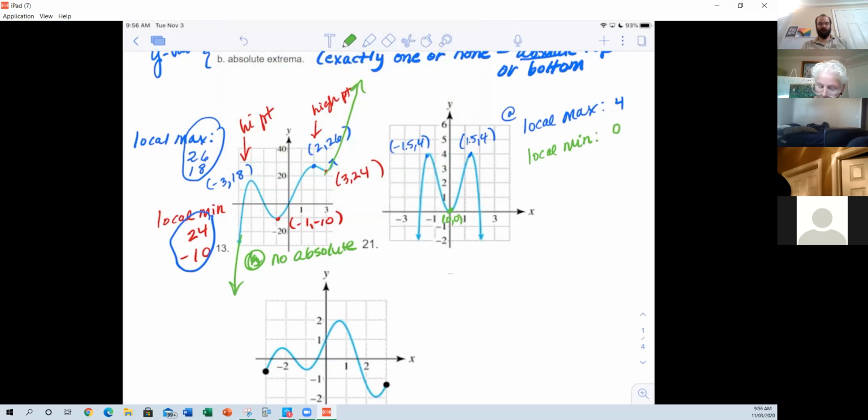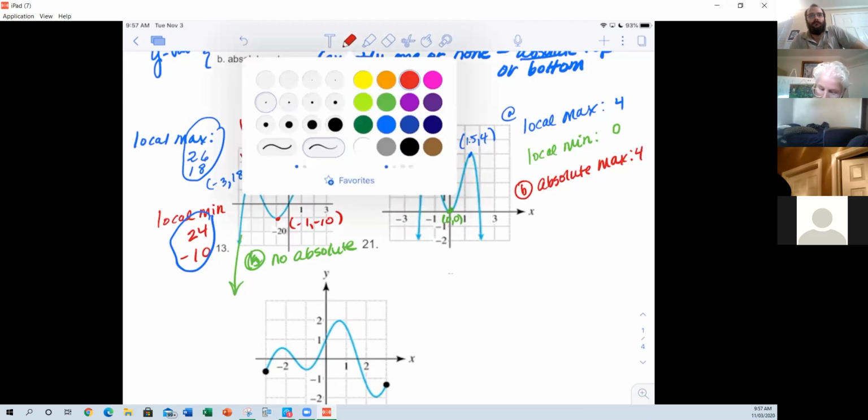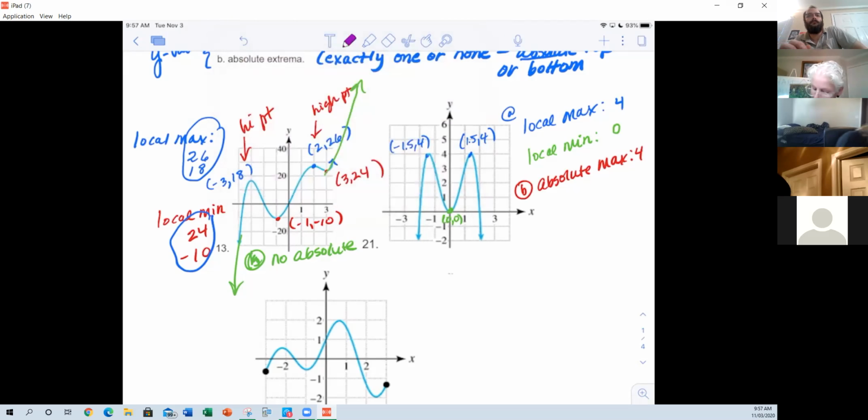What about the absolute max? So we don't count local as max also, right? You all can. The absolute max is just the absolute highest you can possibly go. So regardless of whether it's on the end or not, and regardless of whether you've already counted it as a local, that would be 4 again. And then the min is non-existent because it goes all the way down.